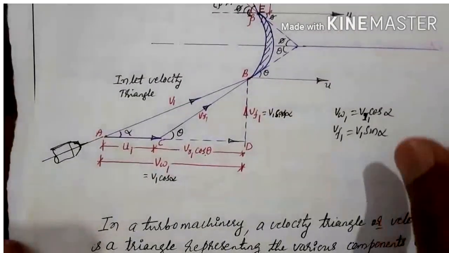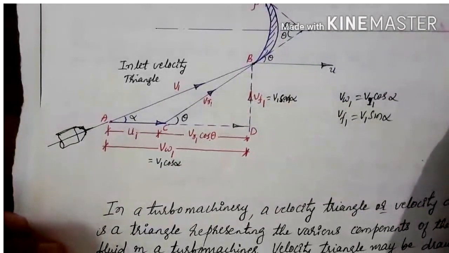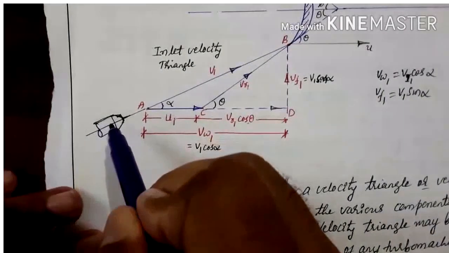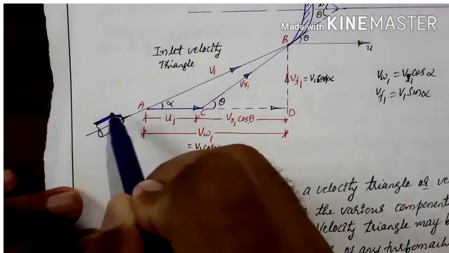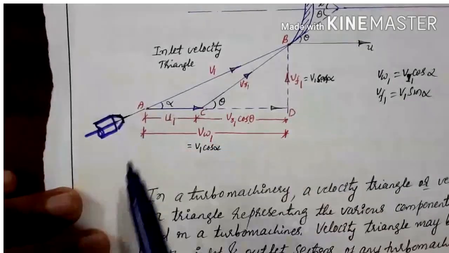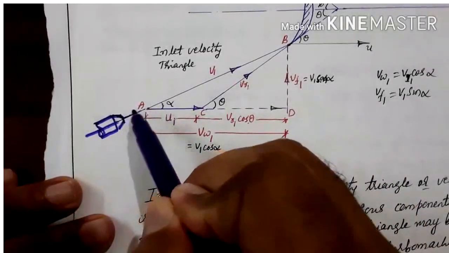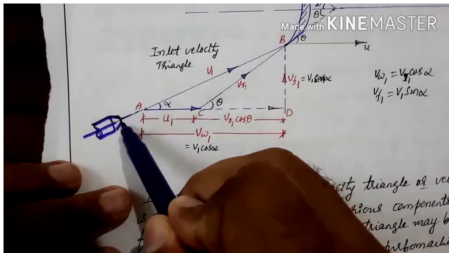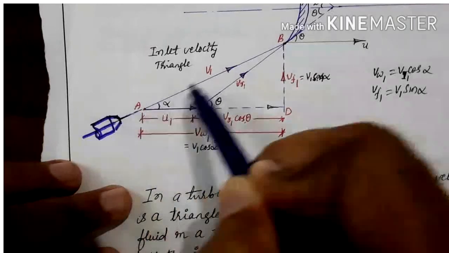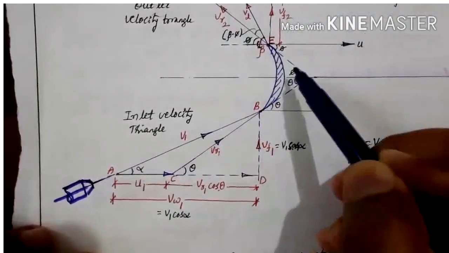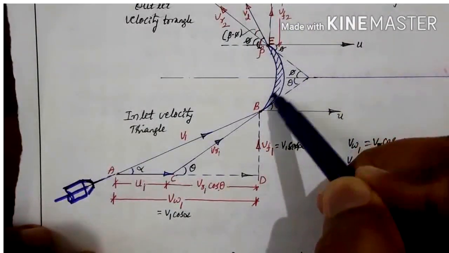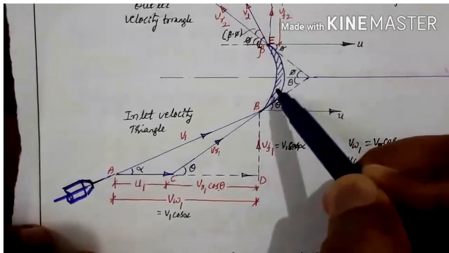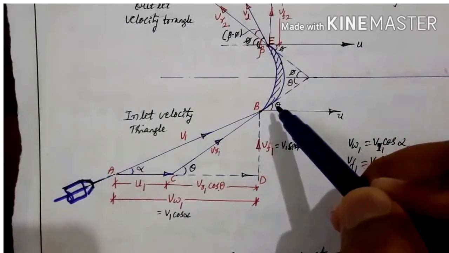Initially, first you look at the inlet velocity triangle. We have drawn the section of the nozzle here. You can see here we have drawn the section of the nozzle like this. This is the pipe. This is the section of the nozzle. From the nozzle the water is coming out at very high velocity and hitting the blade. So here the blade is placed. We have taken one blade, and we are analyzing the fluid velocities here.